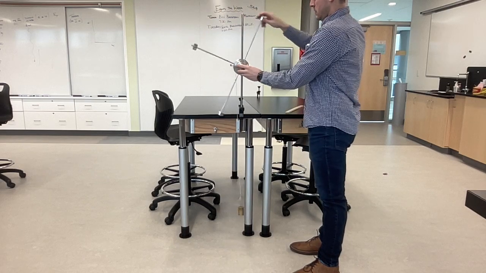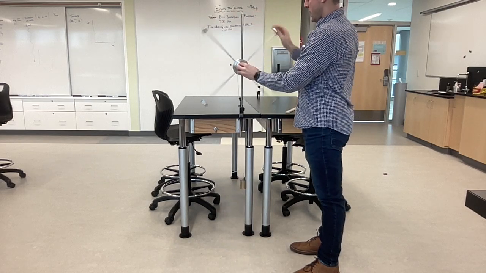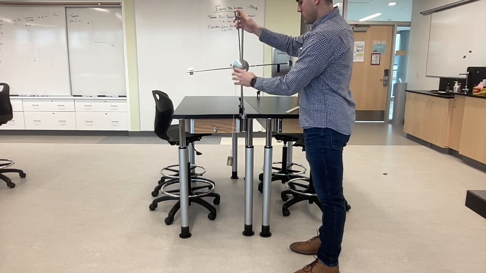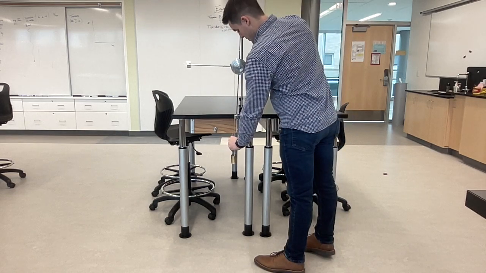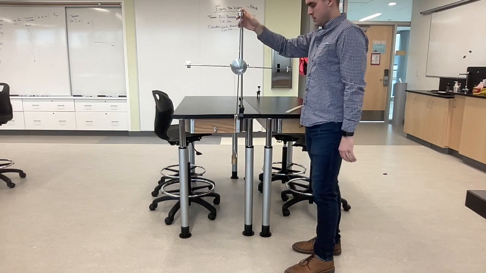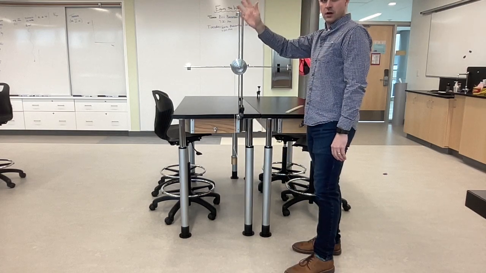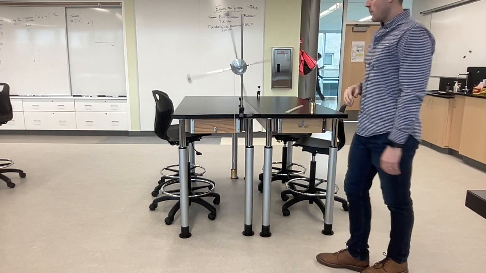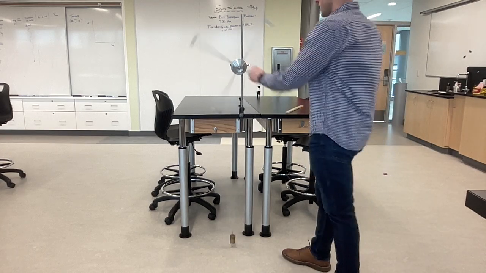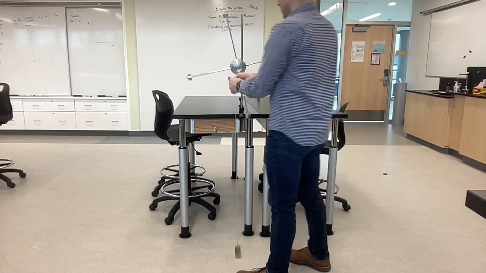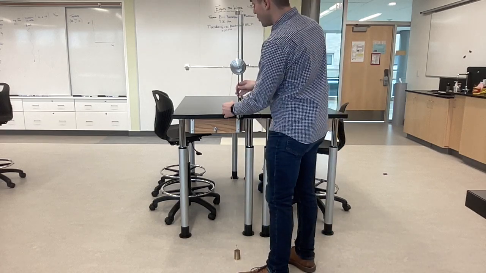1, 2, and 3. Let's get this thing to stop swinging so much. Settle on down. 3, 2, 1, go. 1 rotation, 2 rotations, and 3. There it was. Okay. That was our 500.